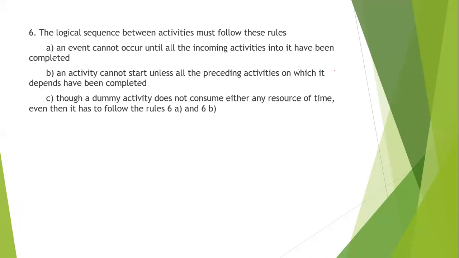Look at the third point. Though a dummy activity does not consume any resource or time, it has to follow the rules of 6A and 6B. So if you put a dummy anywhere, it should still satisfy the same rules of A and B. Two things, keep this in mind when you draw a network diagram; this is important. An event cannot occur until all the incoming activities have been completed. An activity cannot start unless all the preceding activities on which it depends have been completed. So look at the difference. And for a dummy activity, I have to follow the same rule.